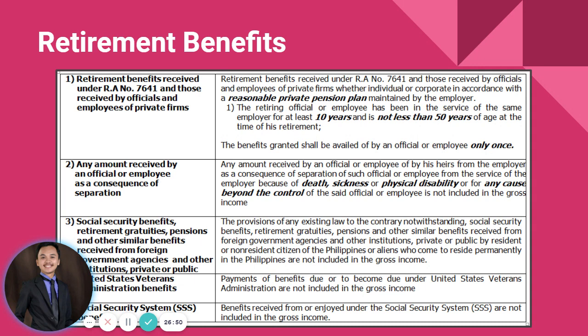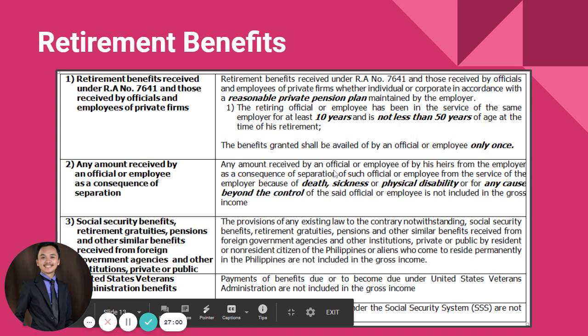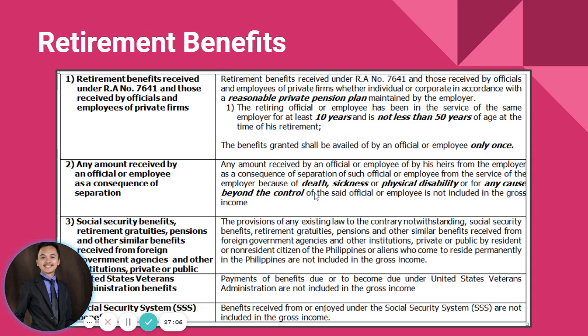And any amount received by an official or employee or by his heirs from the employer as a consequence of separation of such official or employee from the service of the employer because of death, sickness, or physical disability, or for any cause beyond the control of the said employee or official will also not be included in the gross income of the taxpayer. So again, when the reason of separation is beyond the control of the employee or the official, any separation benefits or retirement benefit given to him or his heirs or beneficiaries will be exempted.